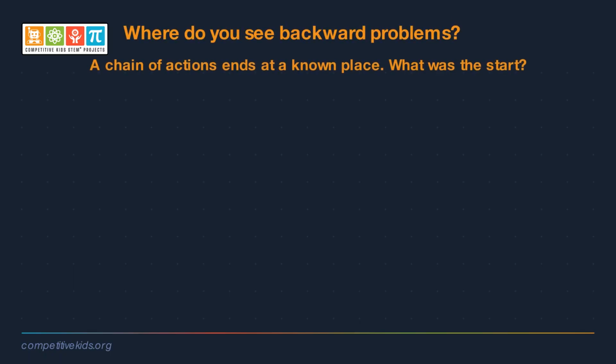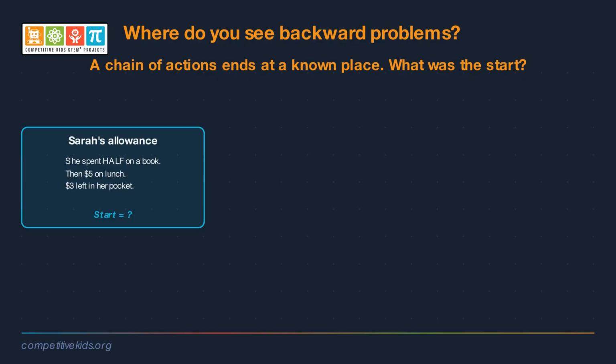You see backward problems everywhere. Sarah spent half her allowance on a book, then $5 on lunch. She has $3 left. How much did she start with?